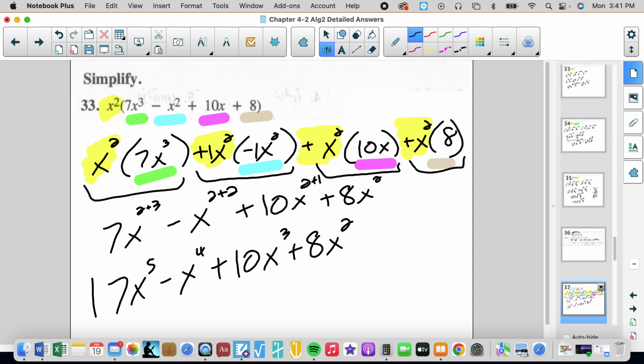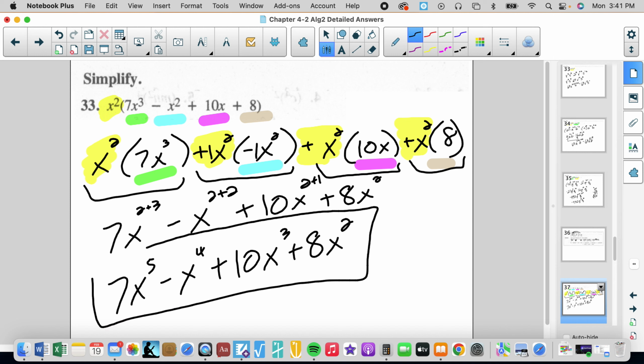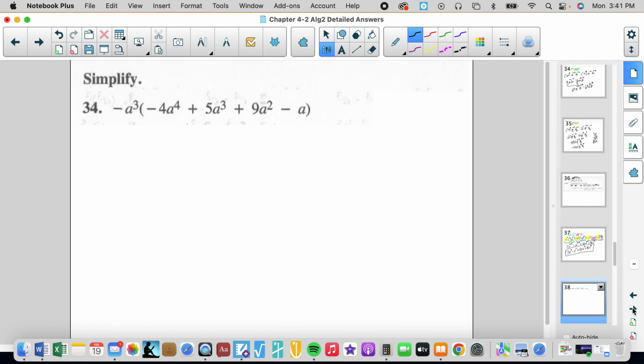Notice this expression is in standard form. It is descending order: x to the fifth, x to the fourth, x to the third, x to the second. That is the degree, not the coefficient. Coefficient doesn't mean anything here. So this time we're distributing a negative. So we'll see the negative in each of the distribution terms.